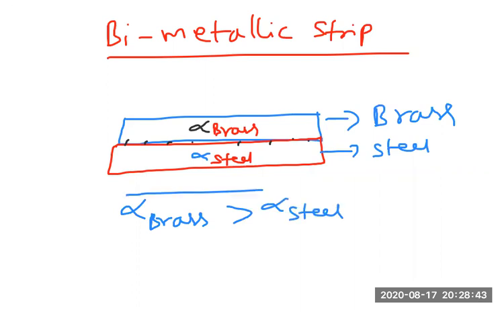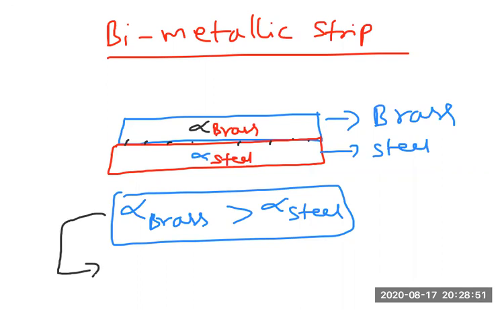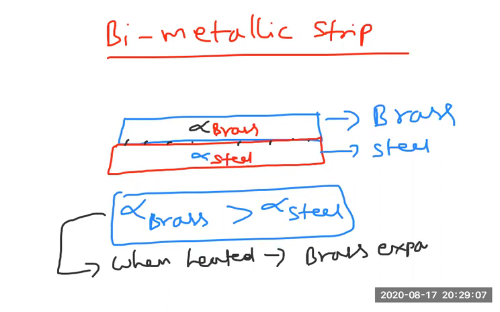If alpha is greater, what do we mean by that? What information do we get by saying alpha of brass is greater than alpha of steel? It tells us that when heated, brass expands more than steel. This is the information we get when alpha is greater: the one with more alpha will expand more than the other.